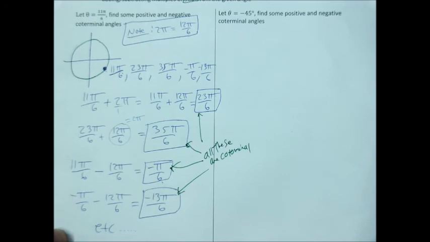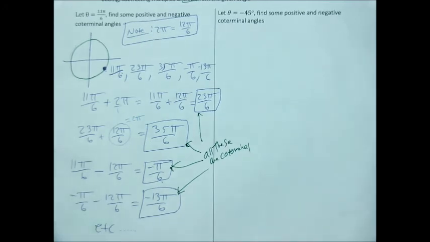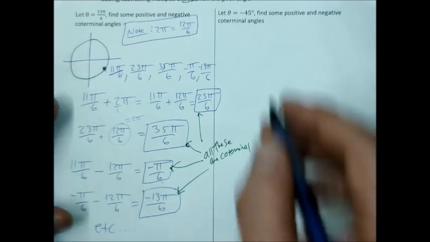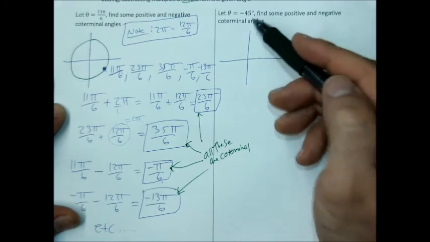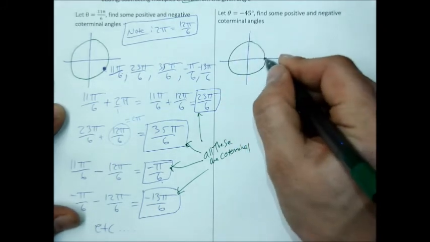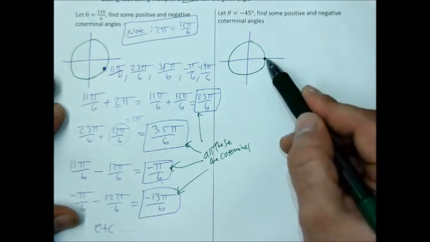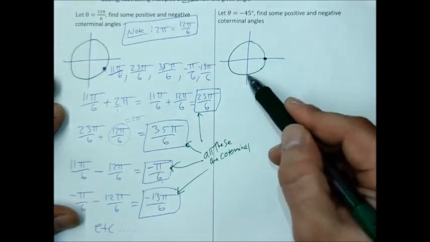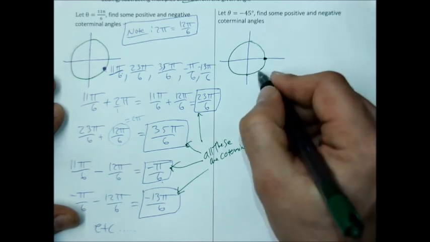Now, I'd like to ask you to do the same thing with minus 45 degrees, and I'll set it up a little bit here. So minus 45 degrees, if we look at the unit circle, it's negative for one thing, right? And so minus 45 means we start right here, and we go halfway to minus 90. Minus 90 would be going down to here. And so halfway to minus 90 is right here.